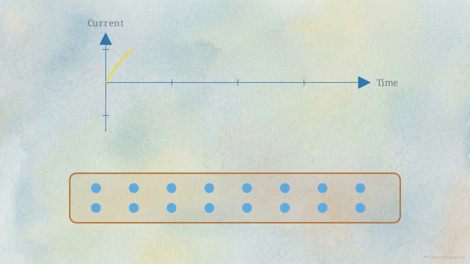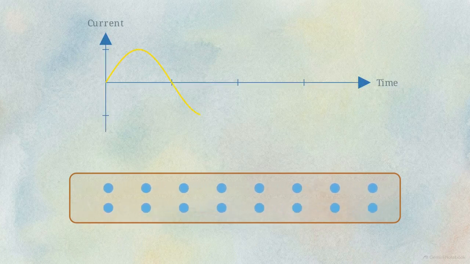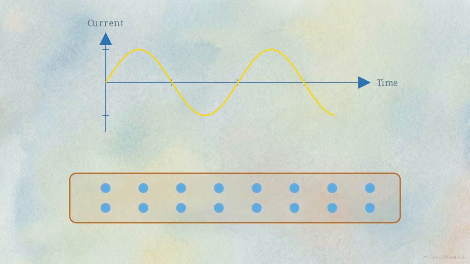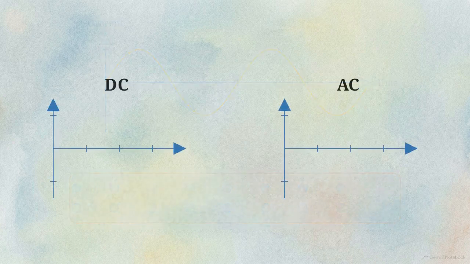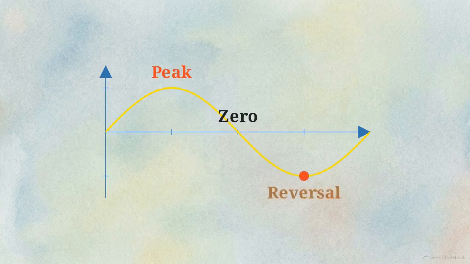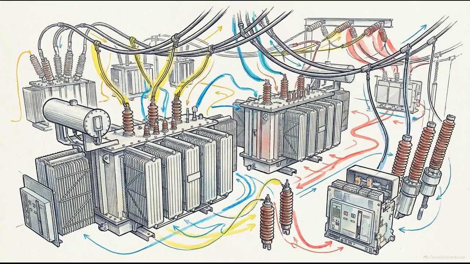Returning to the wire model, we observe a different behavior. Electrons rhythmically push forward, stop, and pull backward. Plotted on the graph, this action traces a smooth sine wave, oscillating evenly above and below the zero baseline. Unlike the flat line of DC, the magnitude of AC is never constant. It is always rising to a peak, falling back to zero, or reversing its direction entirely.